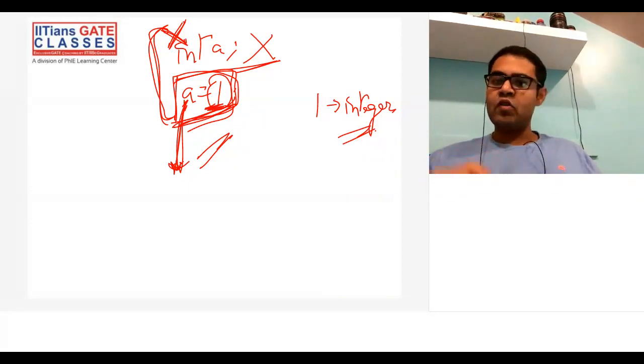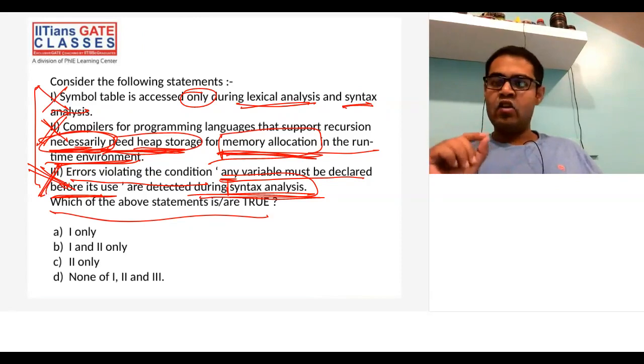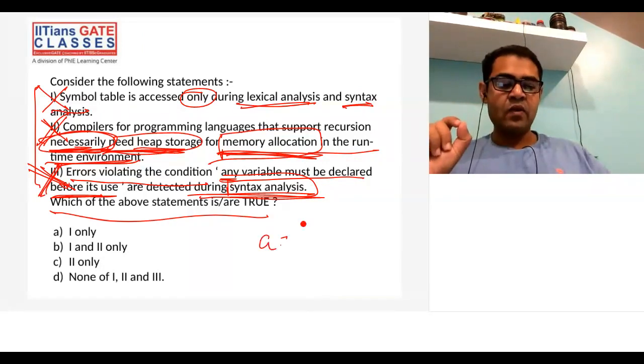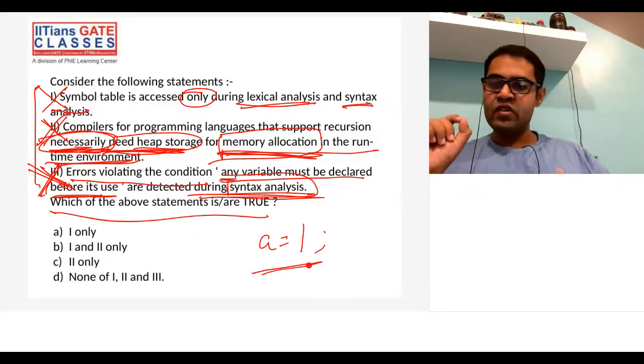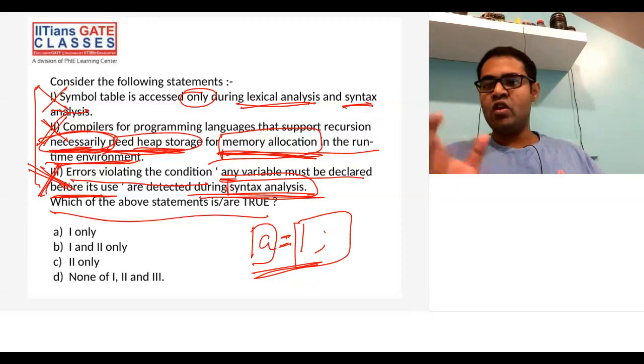So I hope this small point is clear to everyone. This is why statement 3 is false. I'll again summarize statement 3. The error will not be checked in syntax analysis. Syntax analysis just checks the structure of the statement, whether A equal to 1 is structurally right or not. There should be a variable on the left hand side of the assignment, and on the right there should be some expression or some value.